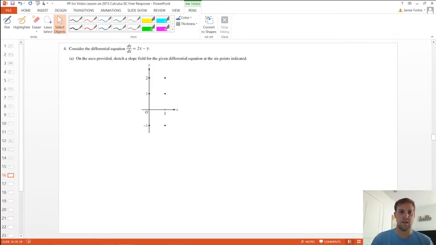It says on the axis provided, sketch a slope field for the given differential equation at the 6 points indicated. So I only see 6 points. We only have to do 6 points. And all they're grading is just what you put on that graph. But if I'm ever dealing with a slope field on the final exam, just to be sure, I always like to put a chart with all the slope values, just in case they have a hard time interpreting our dash marks. They might refer to this.